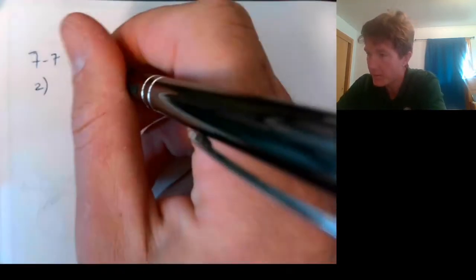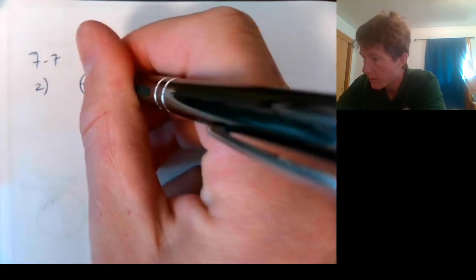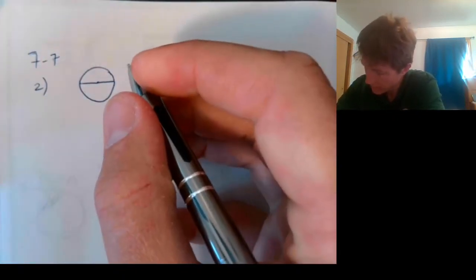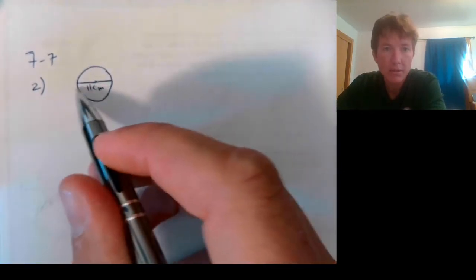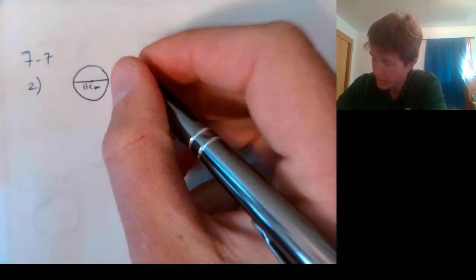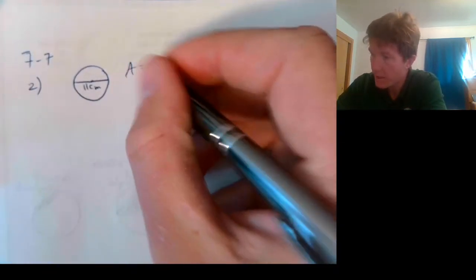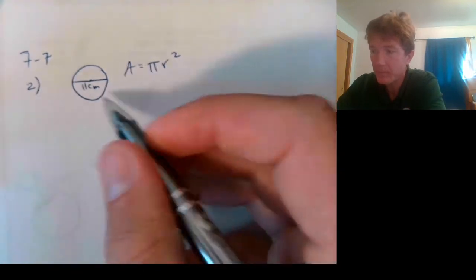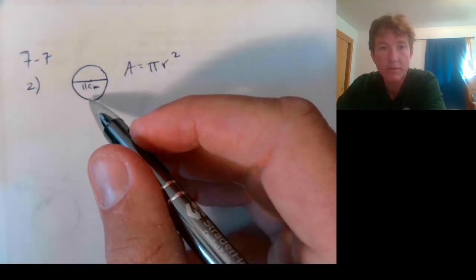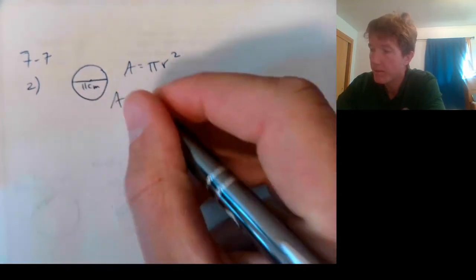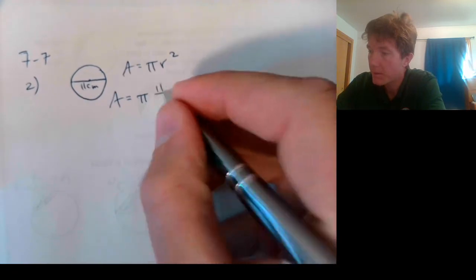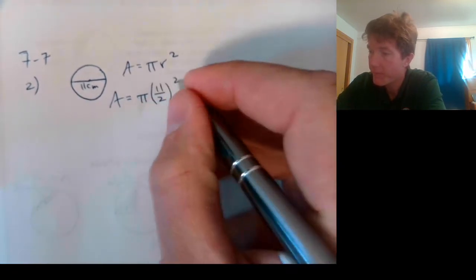Okay, so we have a circle, and it wants us to find the area, and it wants us to leave it in terms of pi. So here you have a circle, we're given the diameter, that's all the way across. The area is equal to pi r squared. So that means I'm going to have to divide this diameter by 2. So go ahead and do that. So I'm going to divide this by 2. I'll just leave it in a fractional form.